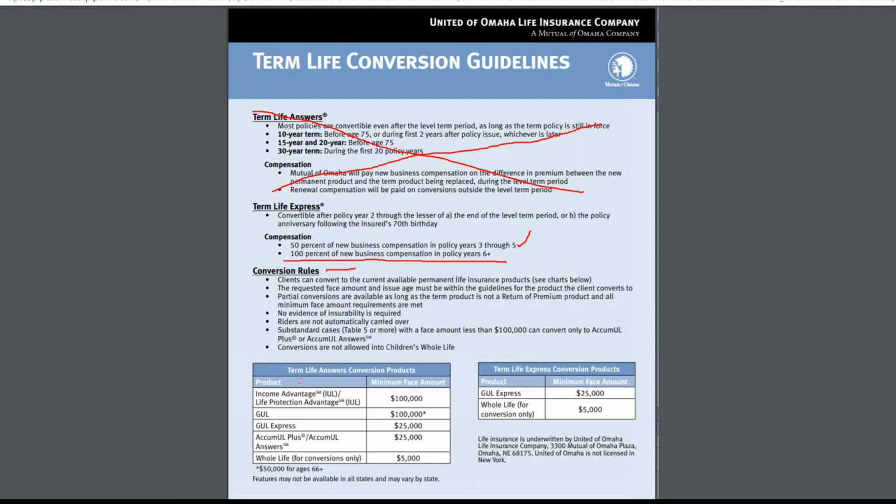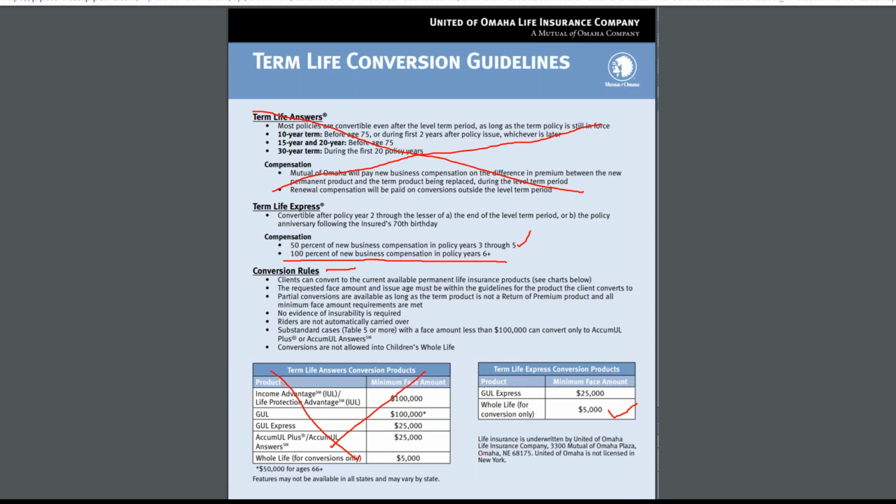Term Life Answers. Again, we're not dealing with this product. We're only dealing with this product. These are the products that it's convertible to. You can either convert it to a GUL Express, where the minimum face amount is $25,000. Or if they want a smaller policy, you can convert it to the Living Promise whole life, where the minimum face amount would be $5,000 on that policy.